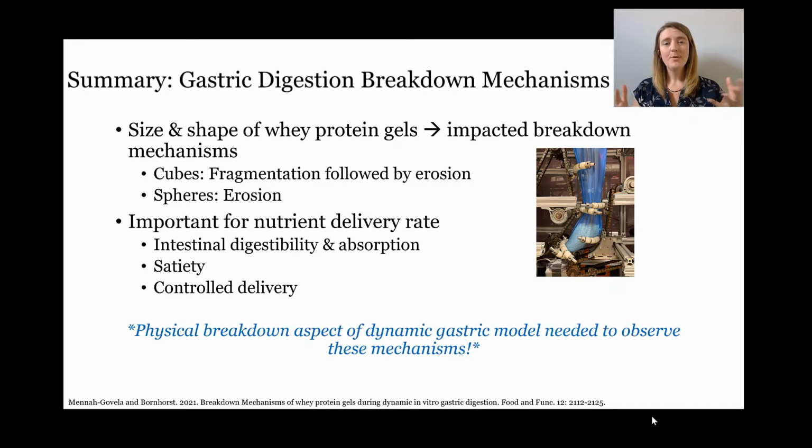And also, just as a reminder, the physical breakdown aspect of the gastric digestion model is needed to observe these mechanisms. If we were to do the same experiment using a static model, and we've done similar ones in our lab where you put these types of gels in a static system, you will just find that after a long digestion time they don't really change that much. You don't see a dissolution or a breakdown. The breakdown we've observed here is really due to the gastric contractions in our dynamic model.